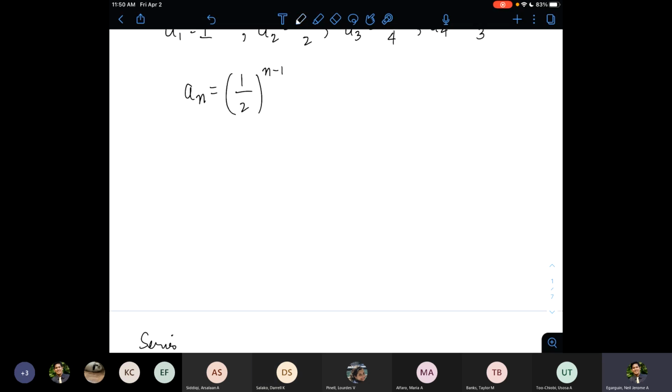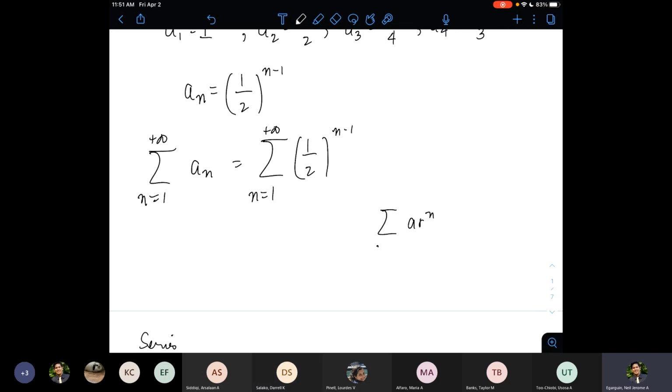So if you take the sum, n going from 1 to infinity, of 1/2 raised to the power n minus 1, this is an example of a geometric series, which we will go back to later. Now, a geometric series is of the form summation of a r to the n, as n goes from 0 to infinity. So I need to rewrite this in terms of this form. The thing here is that the summation should start at 0, so I need to adjust it a little bit.